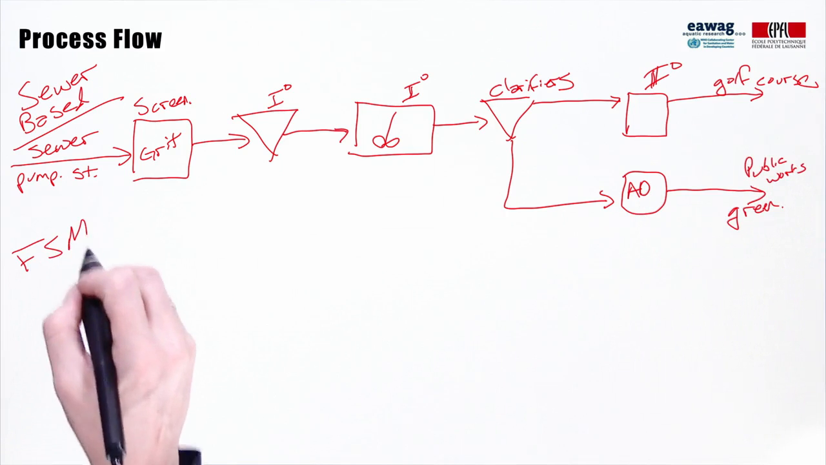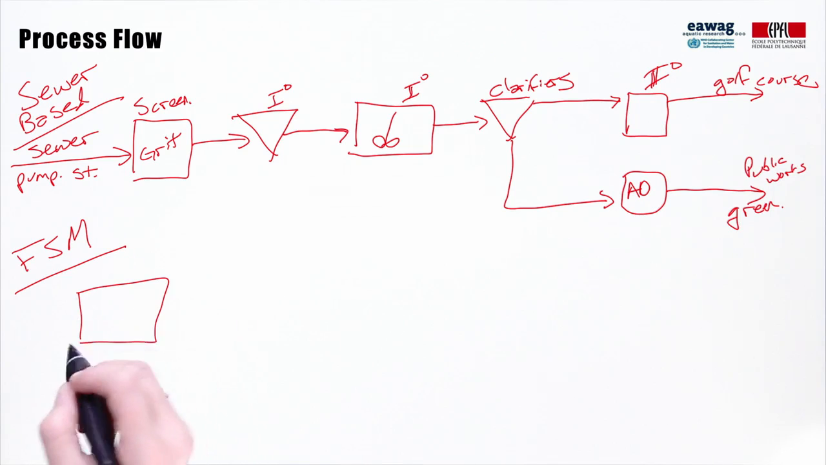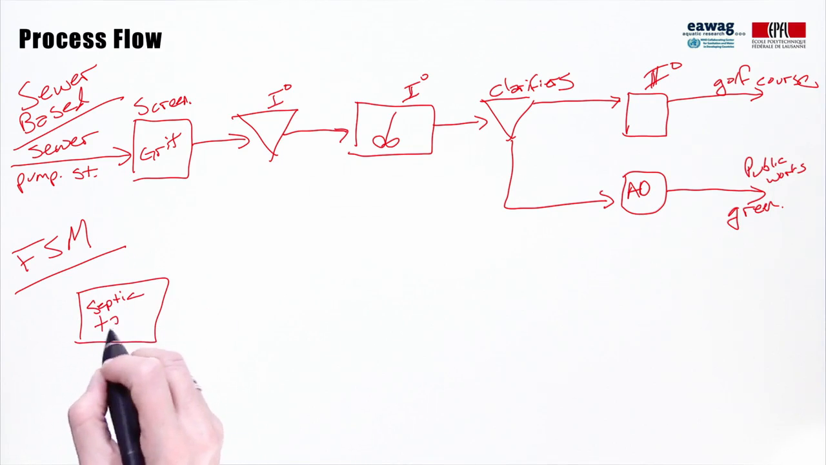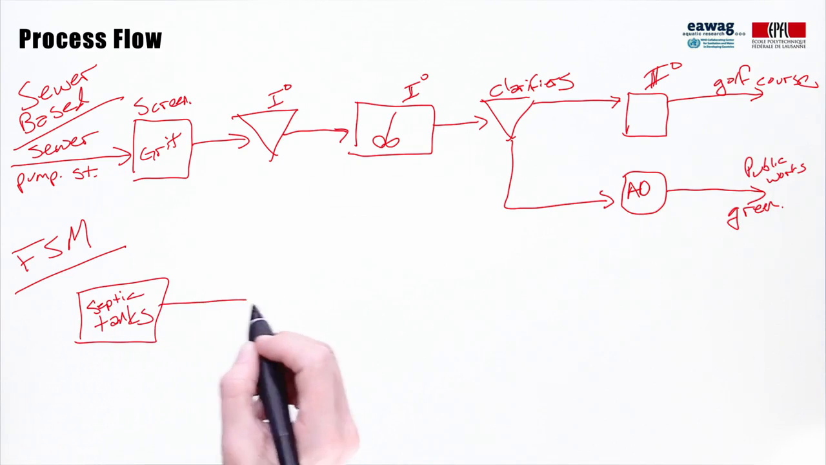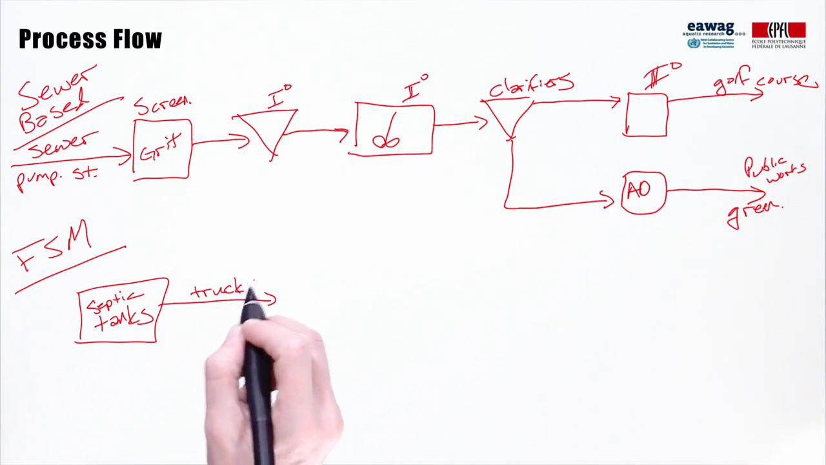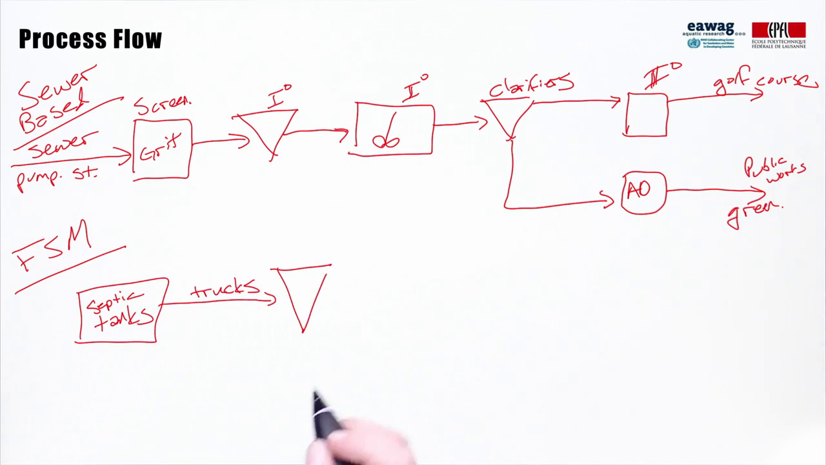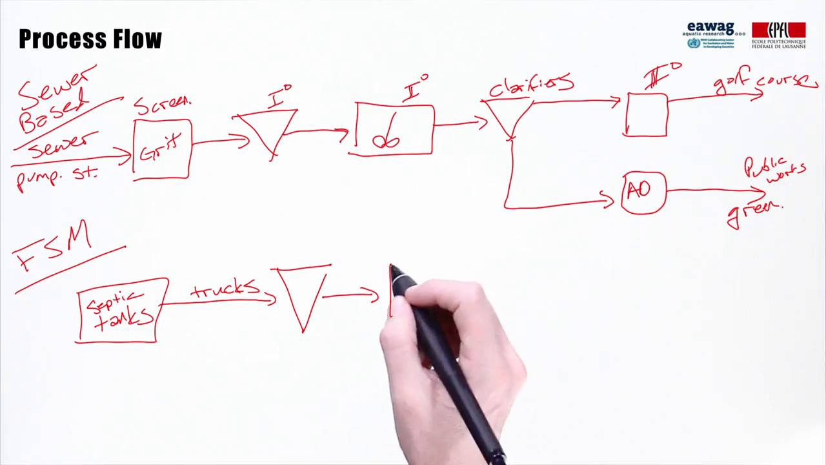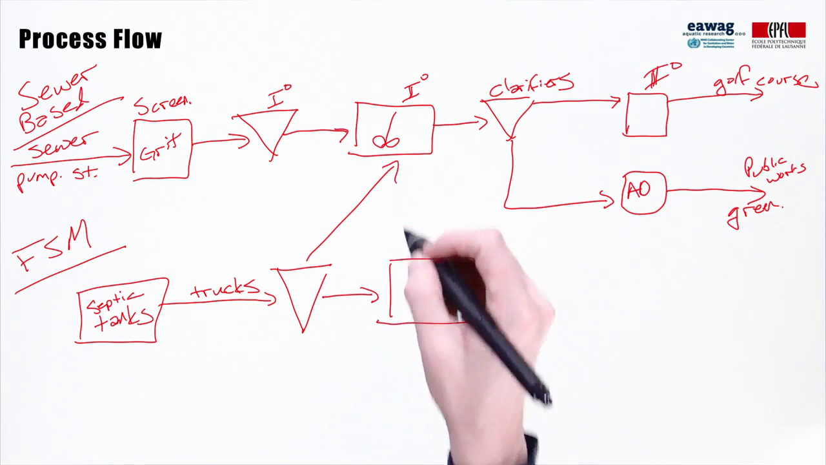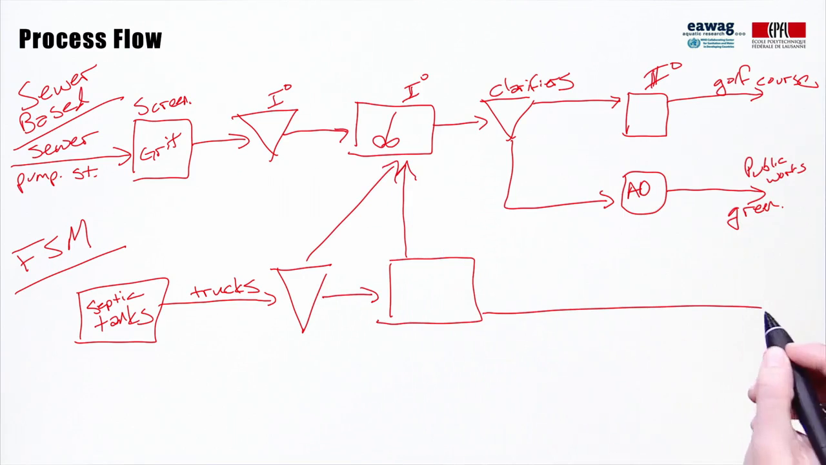The fecal sludge management chain has septic tanks with vacuum trucks for collection and transport, with settling tanks followed by drying beds. The effluent from both the settling and drying beds goes to the activated sludge treatment in the wastewater treatment chain, and the solids from the drying beds are also used in greenways.